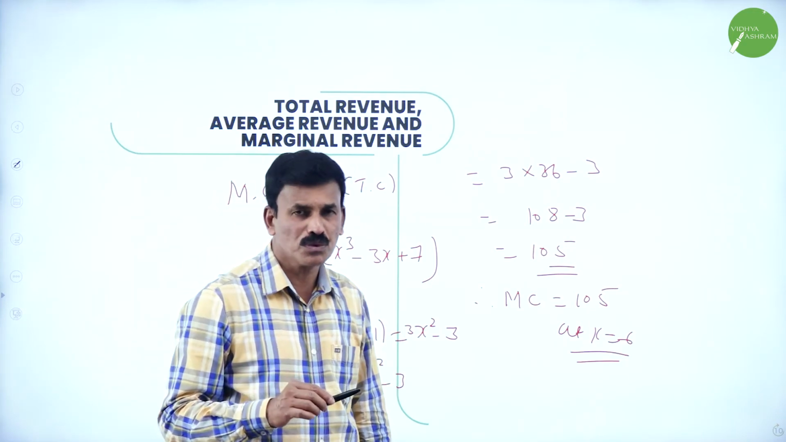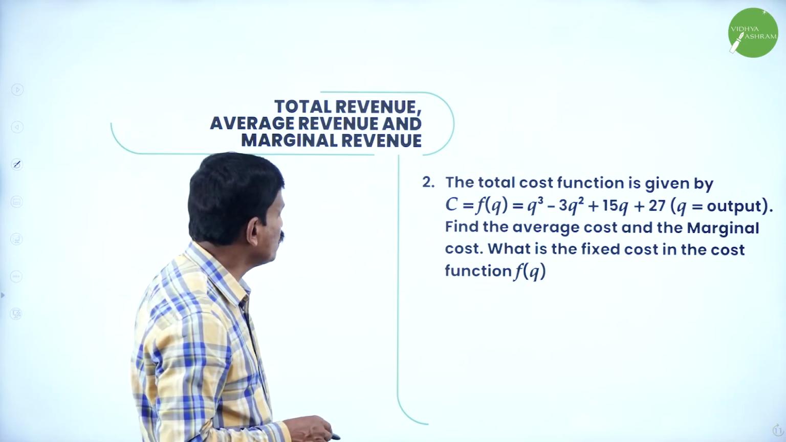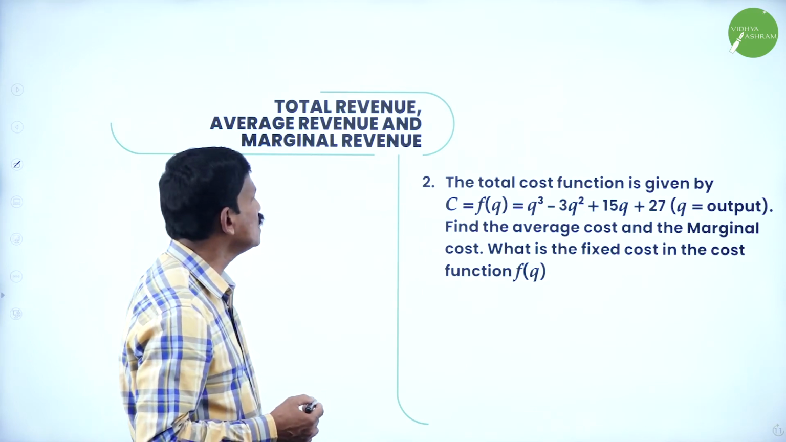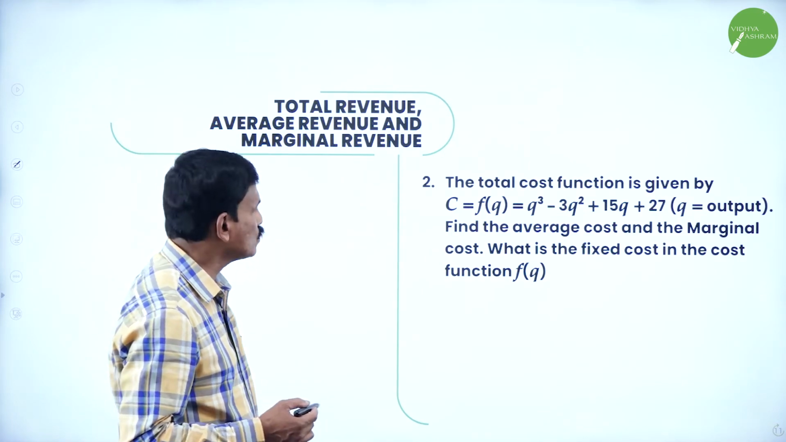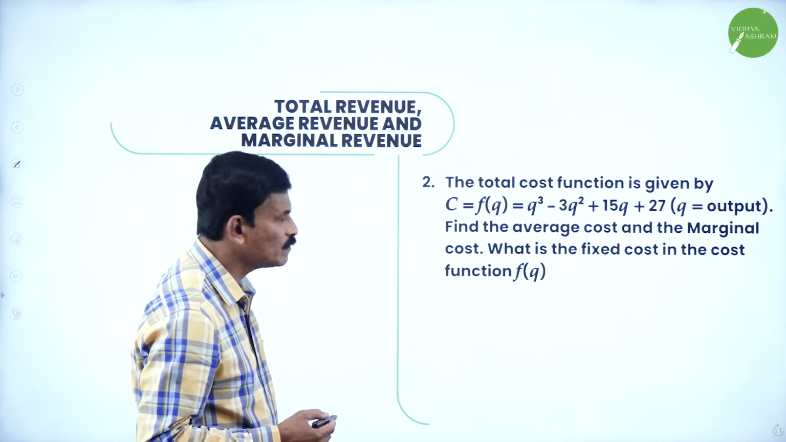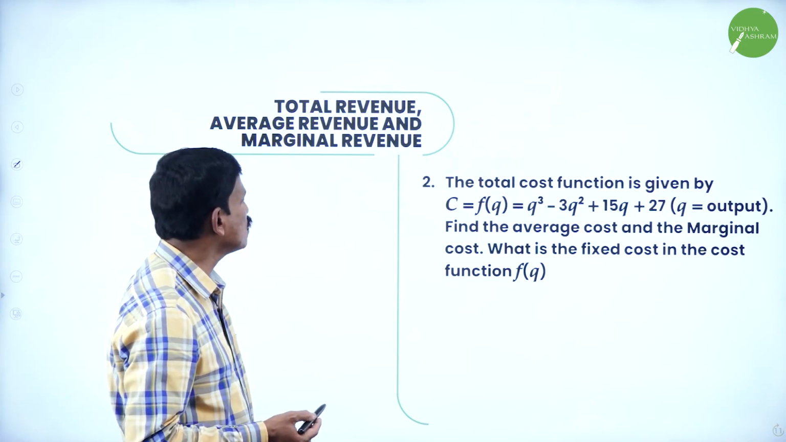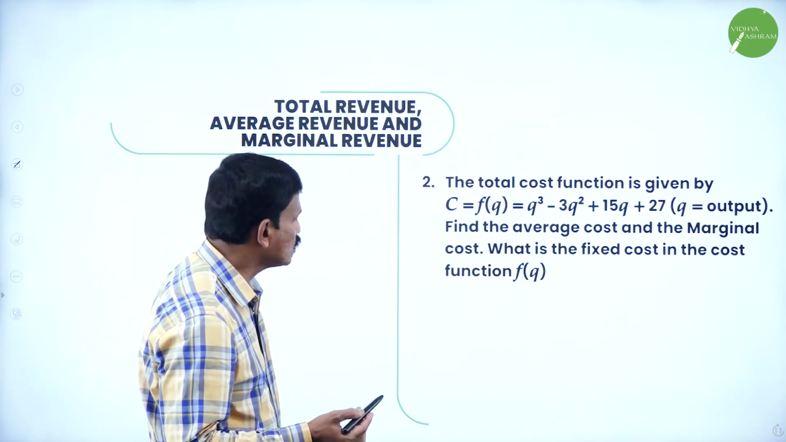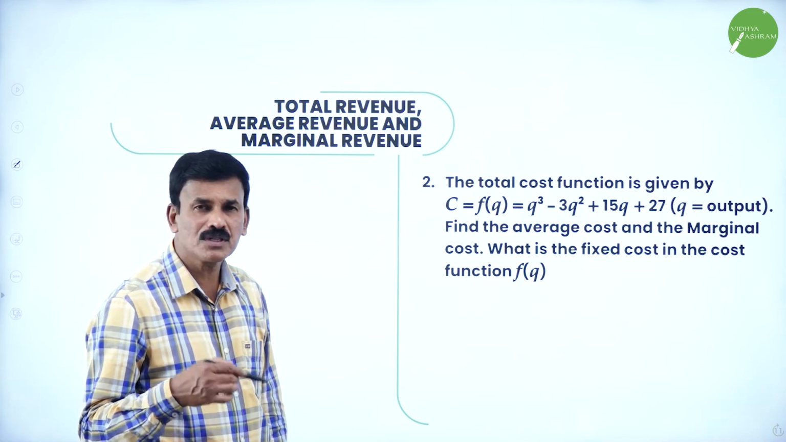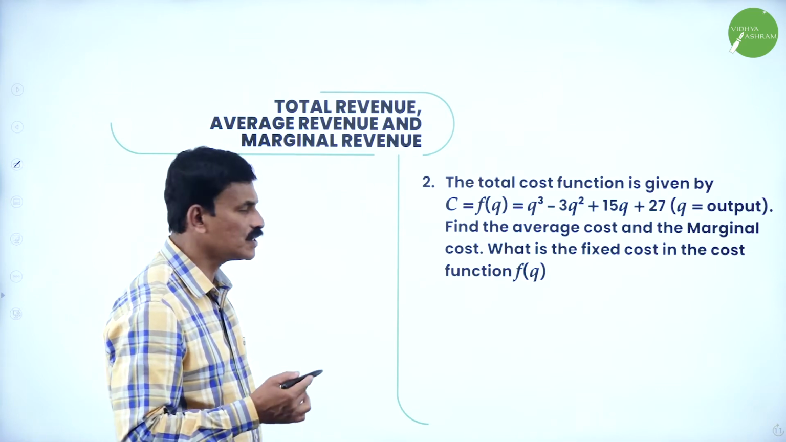Let me discuss one more problem like this. Same type of problem. What is the problem given? The total cost function TC is given by F of q is equal to q cube minus 3q square plus 15q plus 27, where q is the output. Find the average cost and the marginal cost. What is the fixed cost in the cost function F of q? So it is the same problem as the previous one. In addition to that, you are going to find the fixed cost.